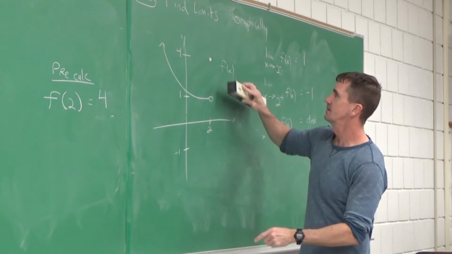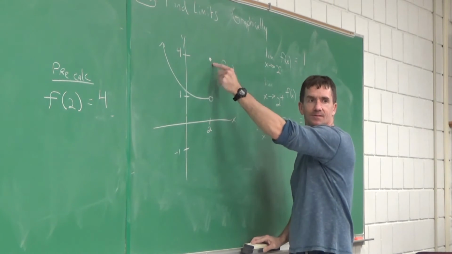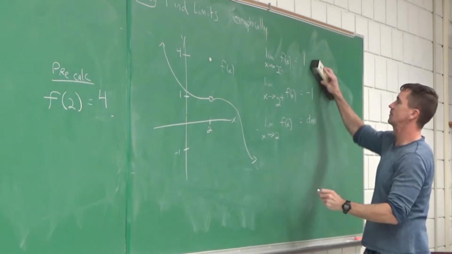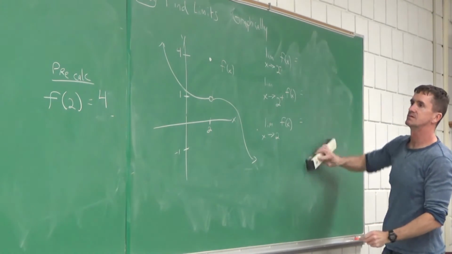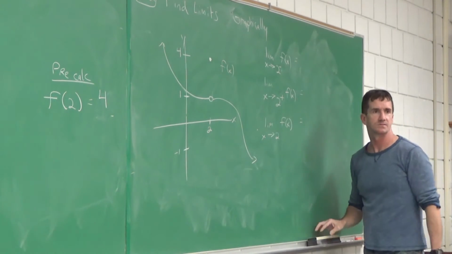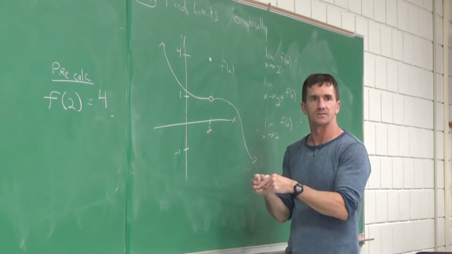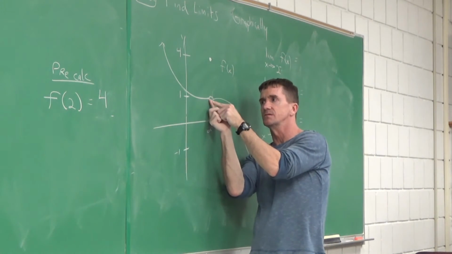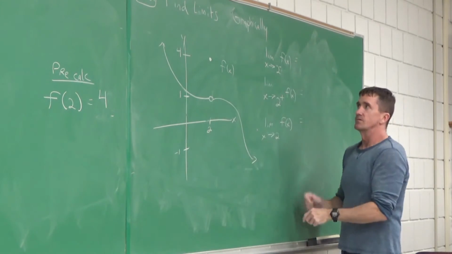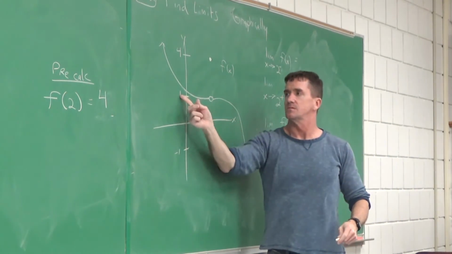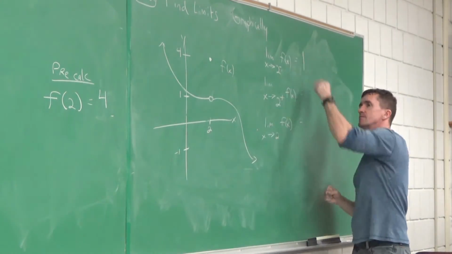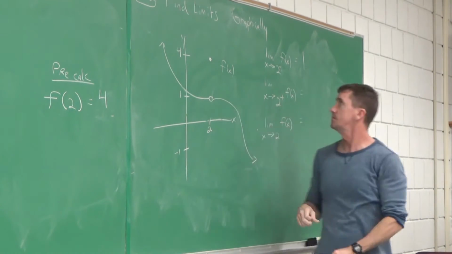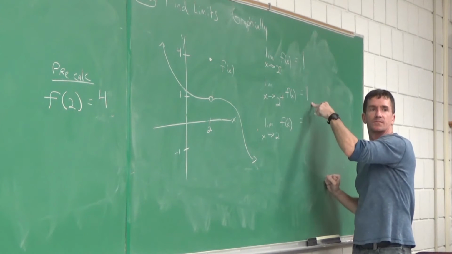You ready? I'm keeping that there. I'm just going to go like that. All right, let me wipe out all the answers. You ready to do this? Get your eyes on that curve. Jump on the roller coaster. Approach 2 from the left side. What are you getting close to? From the left, what are you getting closer to? 1. How about from the right? 1. These are the same.